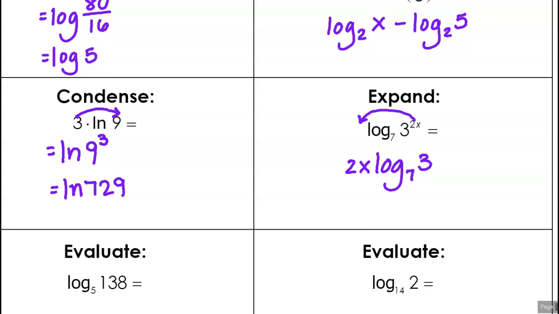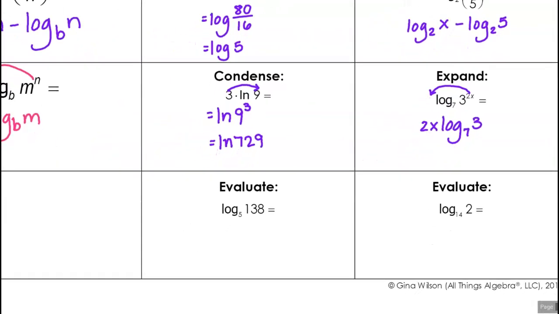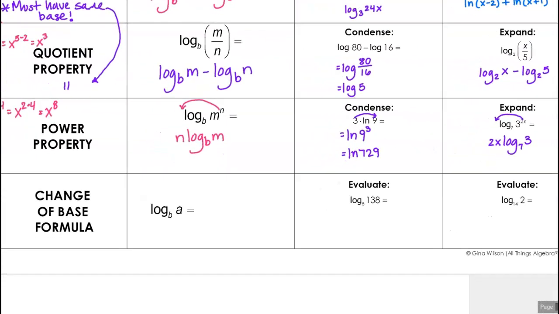And we're done. The expand isn't as useful. There really isn't ever a reason you do this in math. Like the condense, you have to do it to solve for a log. But the expand version of this is like, why? I guess it's just to get used to this power property. Any questions on the power property?